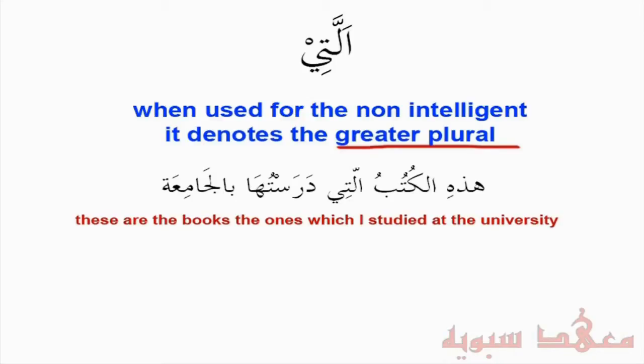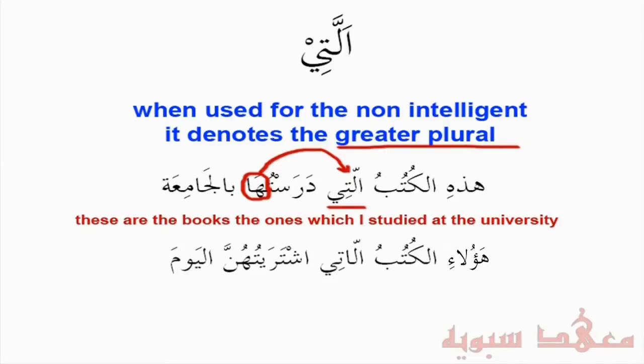So if you actually look at this, التي is being used for kutub, and then you have the a'id, if you remember the a'id, which is also feminine singular, which returns to the relative pronoun. And we have another sentence: هؤلاء الكتب اللاتي اشتريتهن اليوم, which means these are the books, the ones that I bought today. So if you look at it, allati, we'll discuss this just a bit later on.